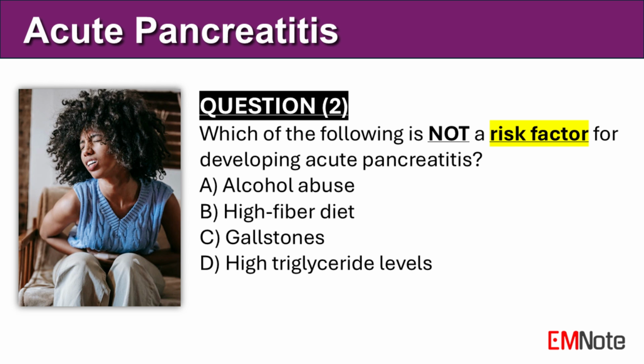Question number 2. Which of the following is not a risk factor for developing acute pancreatitis? The correct answer is B. Common risk factors for developing acute pancreatitis include alcohol abuse, gallstones, and high triglyceride levels.